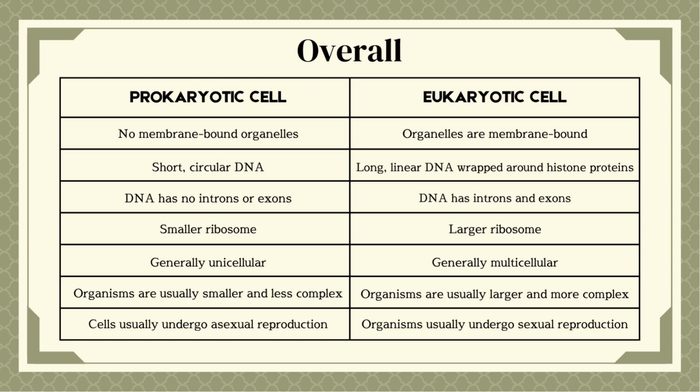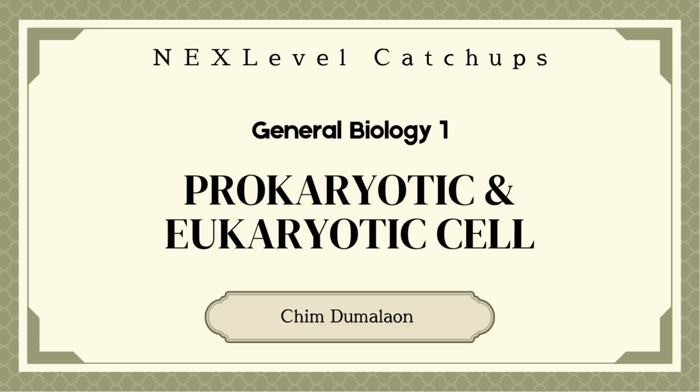On the other hand, in the eukaryotic cell, its organelles are membrane bound. Its DNA is long, linear, and wrapped around histone proteins located in the nucleus. Its DNA has introns and exons, or the non-coding regions, and coding regions. It also has a larger ribosome, is generally multicellular, and its organisms are usually larger and more complex and undergo sexual reproduction usually. And that ends our discussion on prokaryotic and eukaryotic cells.